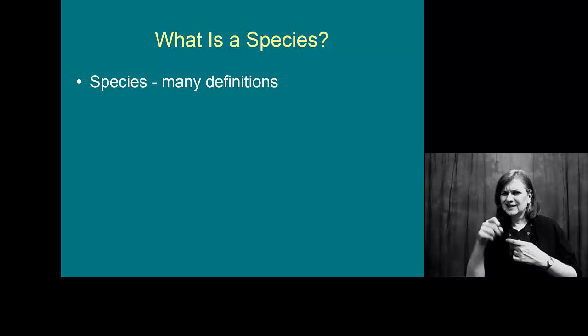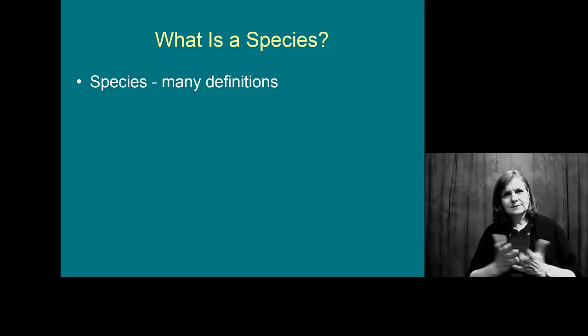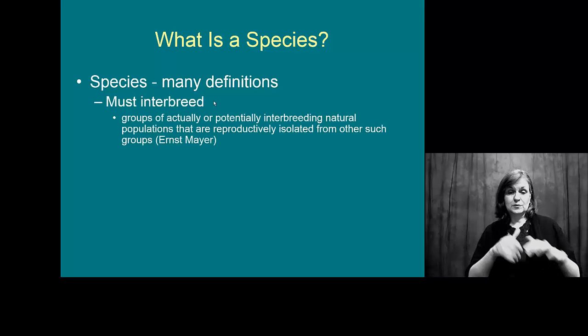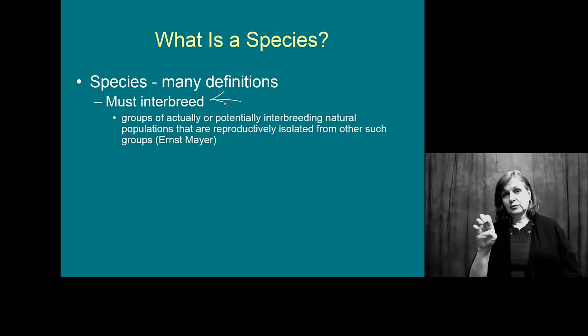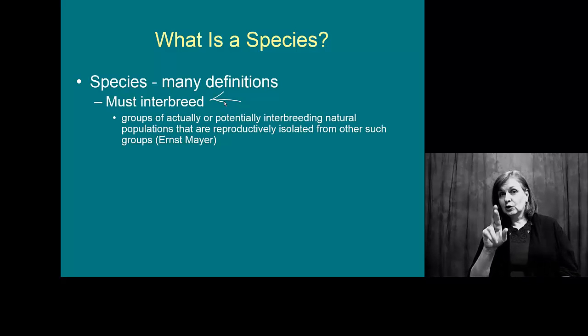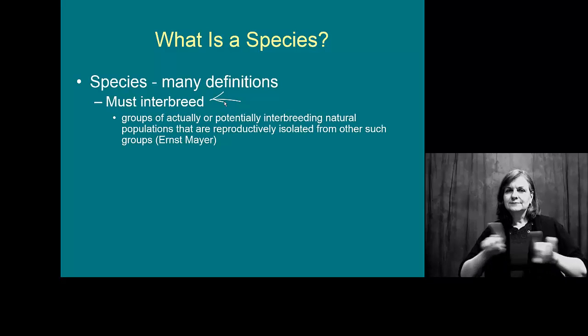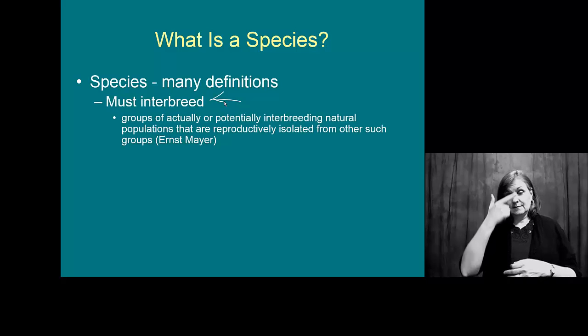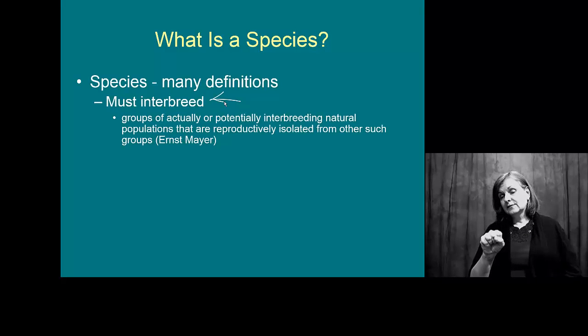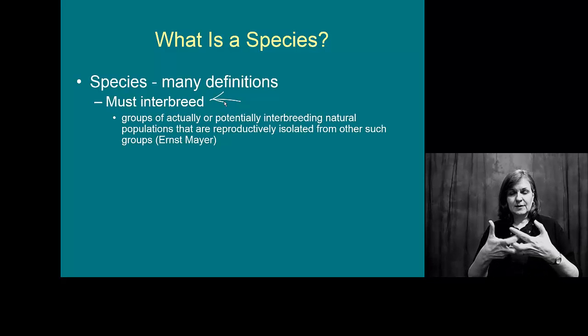So what defines a species? Well, it depends who you ask. Species, by definition, must interbreed. So this means you cannot put two individuals together from two different species, and if they don't interbreed, what we look at is they are two different species. This is a very old definition because now we can see hybrids in particular species, but it's a quick and dirty definition for species.